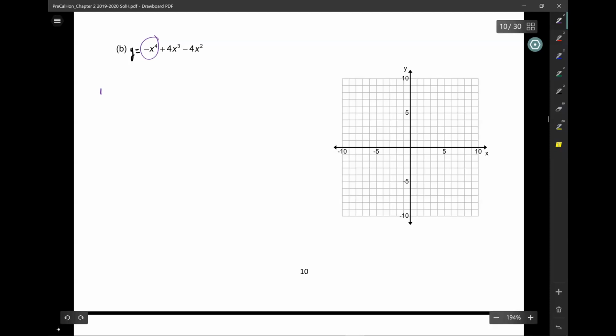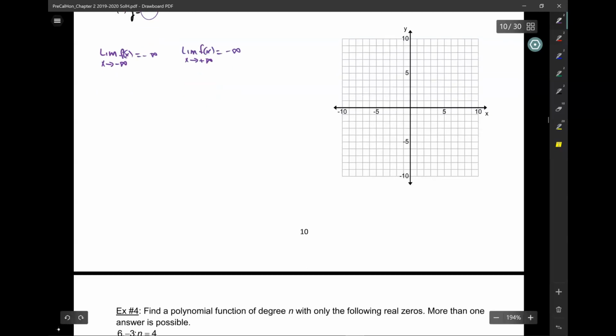Okay, so the limit of f of x as x approaches negative infinity, and the limit of f of x as x approaches positive infinity. So look, this is an exponent which is even. So I know both ends will be facing in the same direction. If the coefficient is negative, then both will be going down. So I know that both will be going down to negative infinity here. I can either reason it out like this or plug in positive and negative values and reason it out from there. Okay.